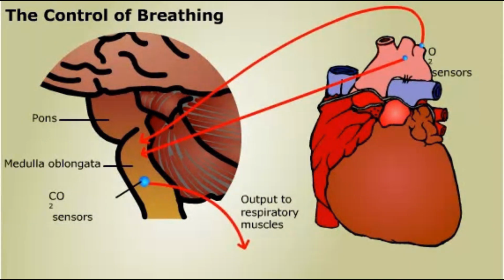Chemoreceptors in the medulla monitor the pH of the blood. If the pH level is low, it means more carbon dioxide is present. The depth and rate of breathing are both increased to raise the pH level again. Chemoreceptors in the heart monitor oxygen levels and transmit signals to the medulla to increase the breathing rate when these levels become too low.